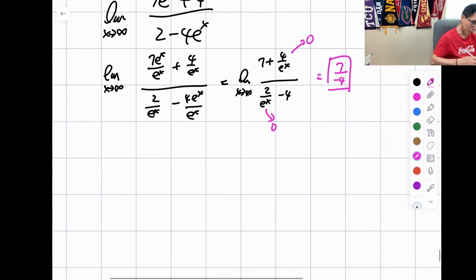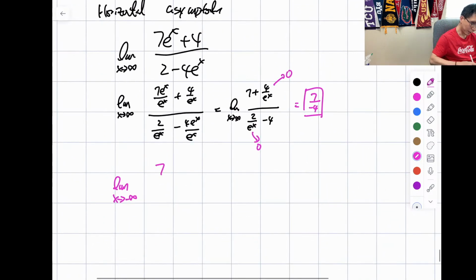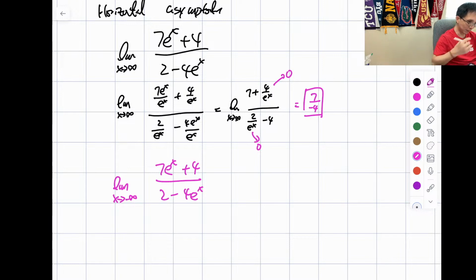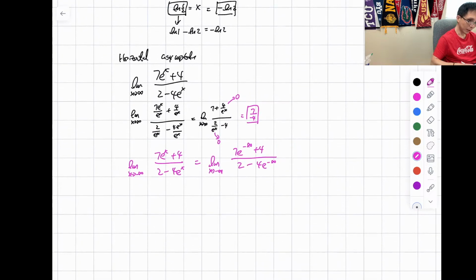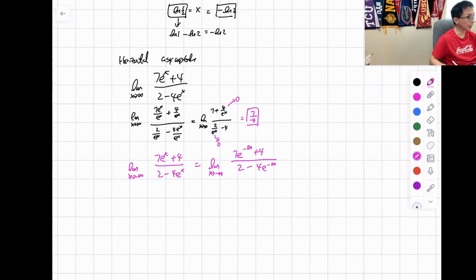Now, there's a second one, which a lot of people cannot find. You don't want to divide by the highest degree in this situation, because you're going to get the exact same answer and nothing gets resolved. So what you can do instead is just plug in infinity. You can plug in negative infinity: 7e^(negative infinity) + 4 over 2 - 4e^(negative infinity). Now here's my question. How many of you know what e to the negative infinity is?